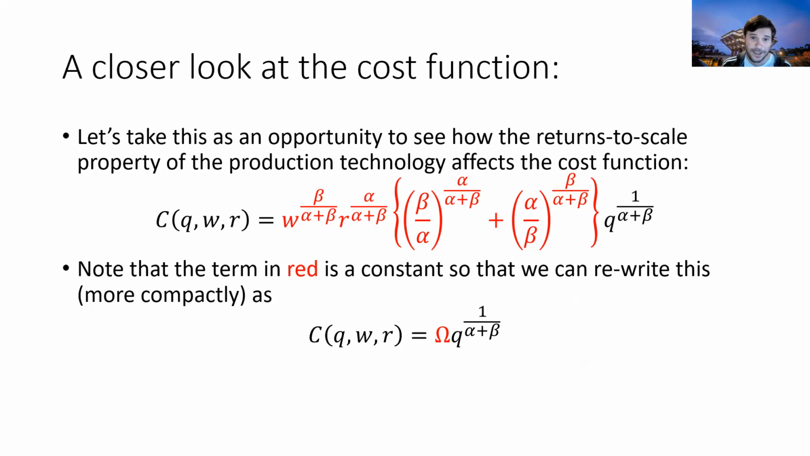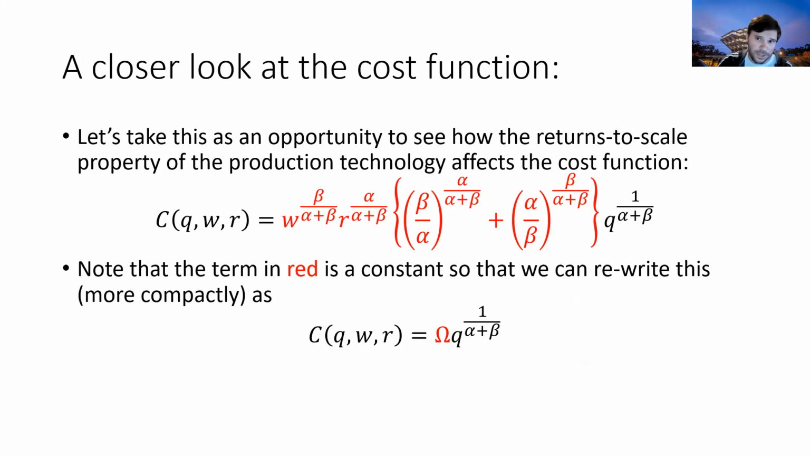That's right. But if alpha and beta added up to more than 1, then you double the inputs, you get even more than double the output. That was increasing returns to scale. That's right. And if alpha plus beta was less than 1, then we double the inputs, we don't get quite as much as double the output, and we would face diminishing or decreasing returns to scale.